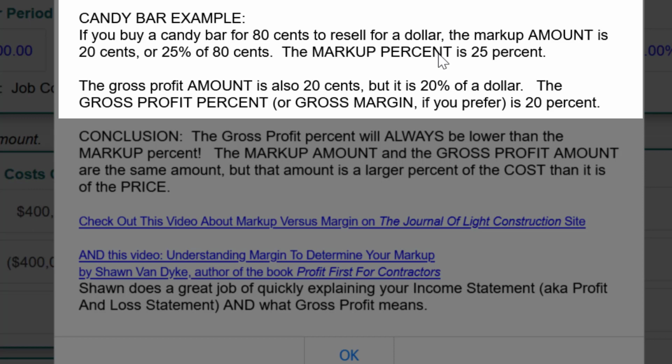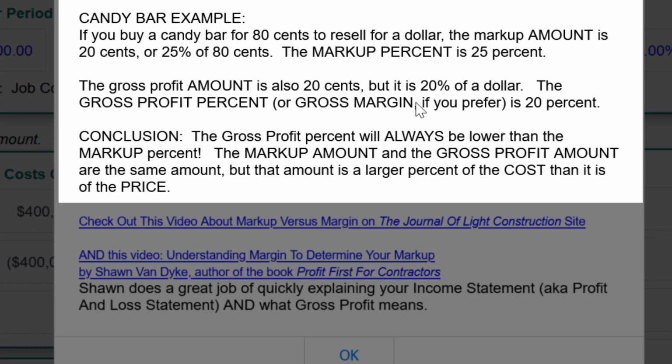So a markup percent is always higher than the gross margin percent because they're divided into different things. The markup amount and the gross profit amount are the same amount, that 20 cents, but that amount is a larger percent of the cost than it is of the price. The percent of the cost is your markup percent, and its percent of the price is your gross margin percent.